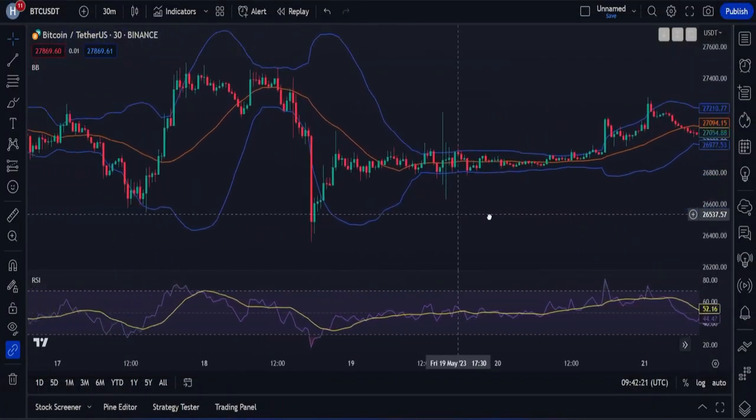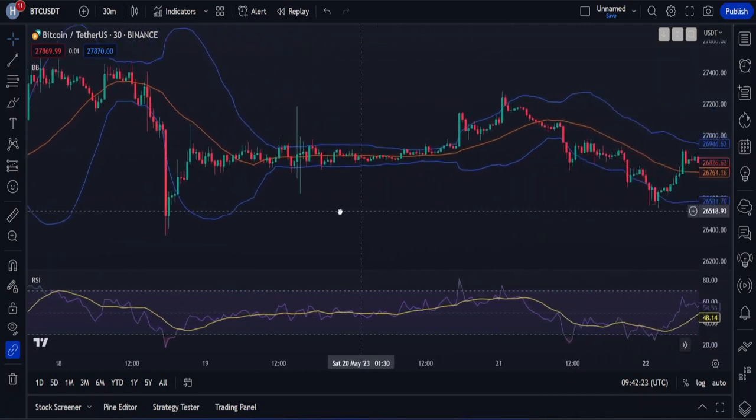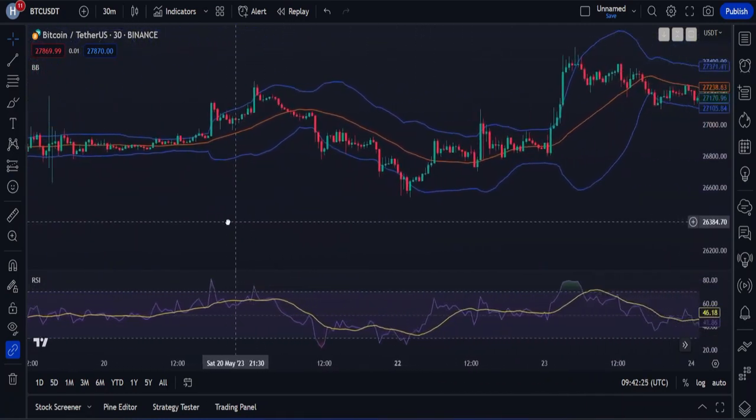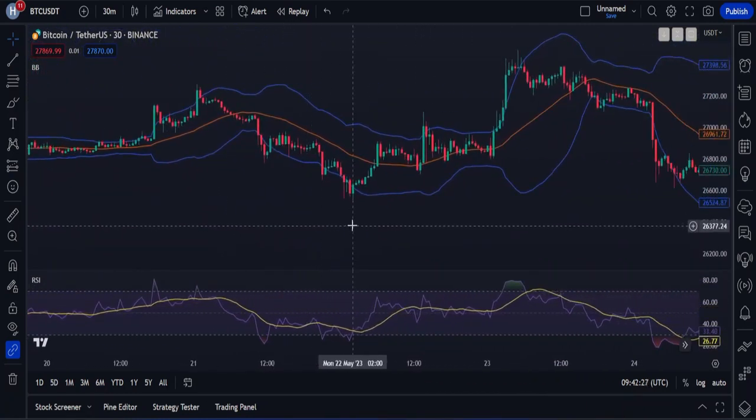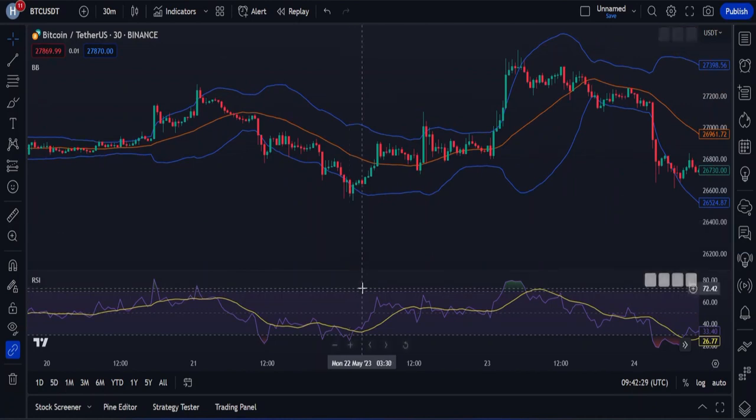Now, it is time to synergize these two indicators and generate profitable trades. However, before proceeding, it is crucial to stay engaged and watch the entirety of this video.